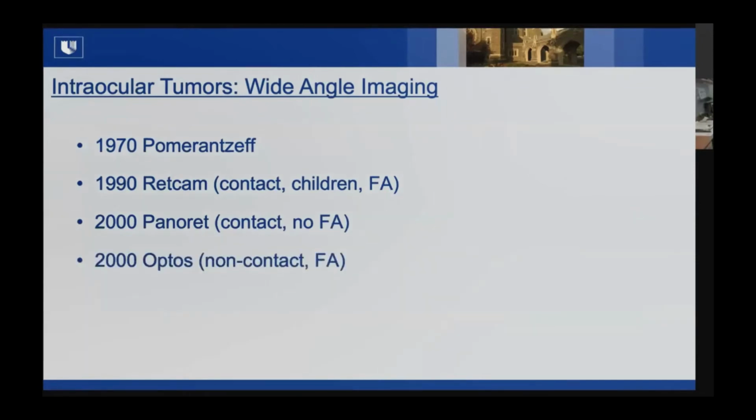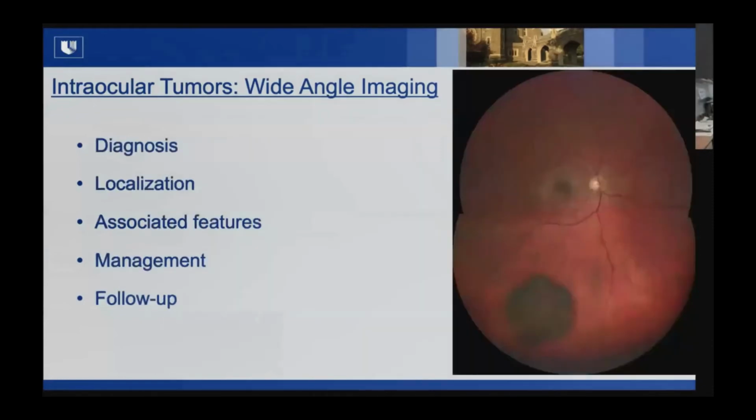Optos came about around the same time. It's a non-contact camera. It does have the fluorescein angiography capability. And in 2018, around that time, a non-contact camera, Clarus, with an FA capability came on board. And we're going today to see different images comparing the different cameras.